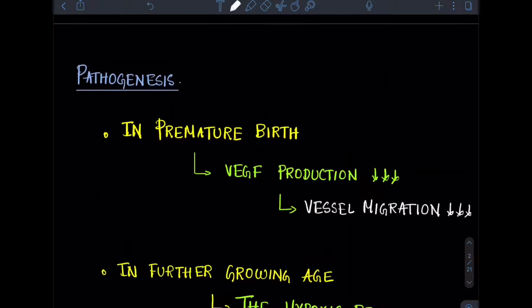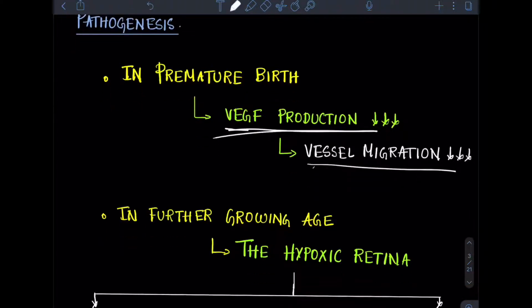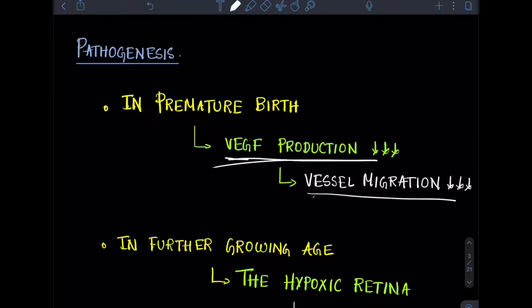Now, we will see the pathogenesis. In the premature birth, when the baby is born, there is very low VEGF production, hence the vessel migration is inhibited. The vessels won't migrate to the periphery.